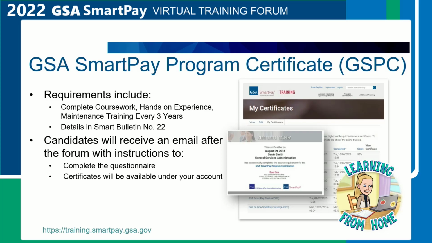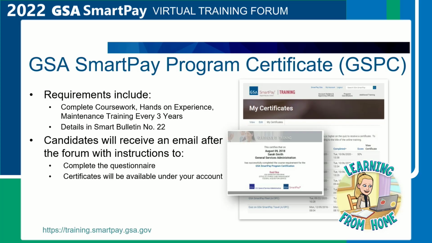To meet the course requirements, candidates must complete a total of 7 classes. These include 2 GSA SmartPay qualifying classes and 5 bank or brand qualifying classes. For experience, a candidate must have a minimum of 6 months of continuous hands-on experience working with the GSA SmartPay program prior to applying for the certification. Candidates will receive an email after the forum with instructions on how to self-certify experience and retrieve the certificate.